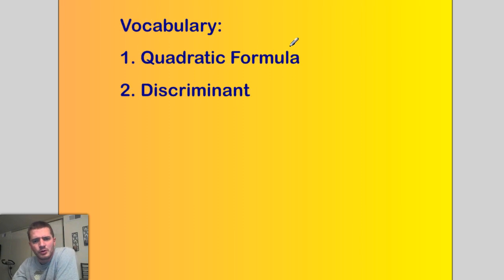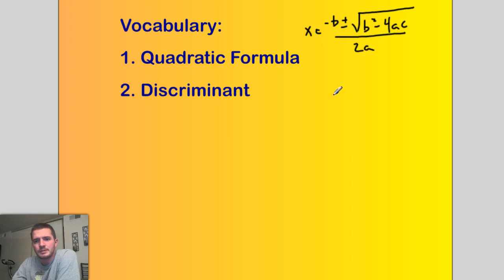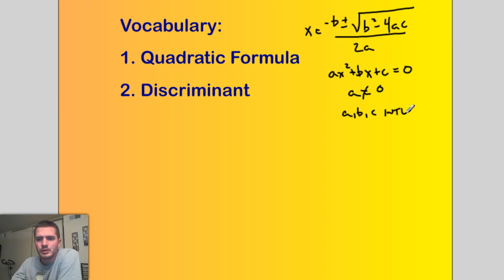Vocabulary. You know the quadratic formula, or you at least have been introduced to it. It's x equals negative b plus or minus the square root of b squared minus 4ac, all over 2a. That's when you're talking about ax squared plus bx plus c equals 0. A can't equal 0, and a, b, and c are all integers. And that's pretty much it. It's applicable pretty much anytime. You can use it anytime, that's for sure.